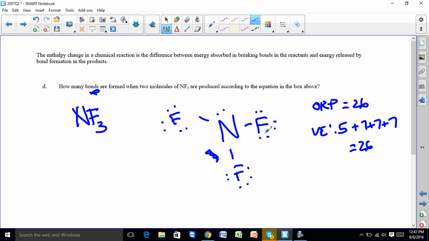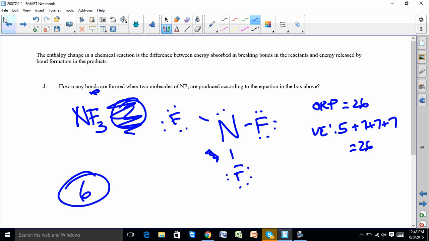Well, what means this picture is wrong. And then, how many bonds are formed when 2 molecules form? If you have 2 of these, 1, 2, 3, and then you have another one, 1, 2, 3, so the answer is 6. Now, why is that important?